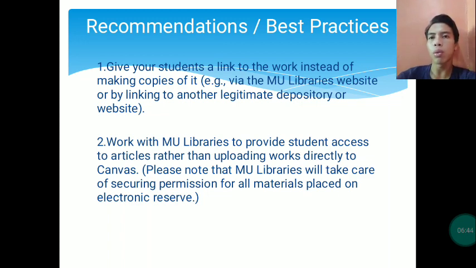When you guide your students on doing research, you must recommend, for example, MU Libraries, because they can get their data in it, both faculty and students. It can also help us as educators. Work with MU Libraries to provide students access to articles rather than uploading works directly to Canvas. Please note that MU Libraries will take care of securing permissions for all materials placed in electronic reserve.